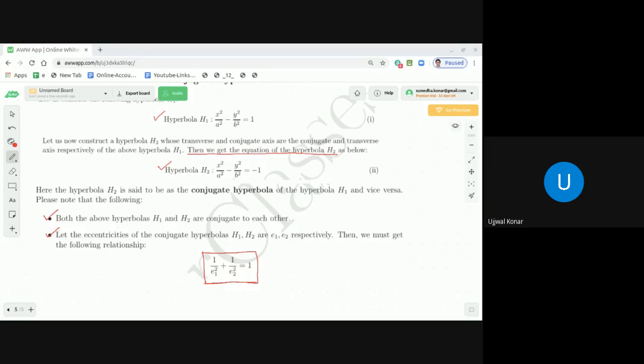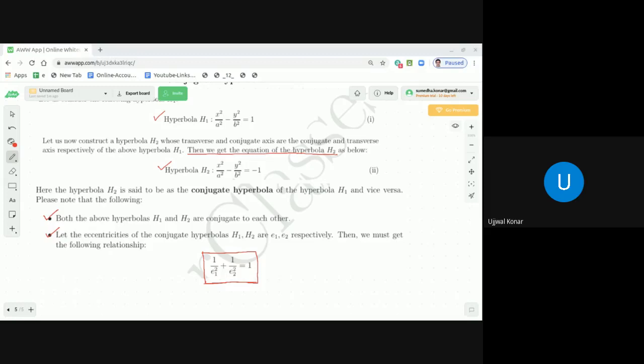And you can also derive its equation, and it will turn out to be x square by a square minus y square by b square equal to -1. And not only that, you can find the relationship between their eccentricities. If e1 is the eccentricity of the first hyperbola and e2 is the eccentricity of the second hyperbola, then you will land up with the relationship 1 by e1 square plus 1 by e2 square is equal to 1.